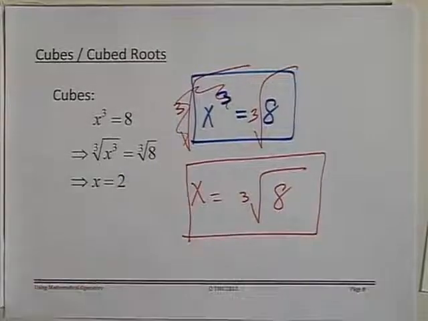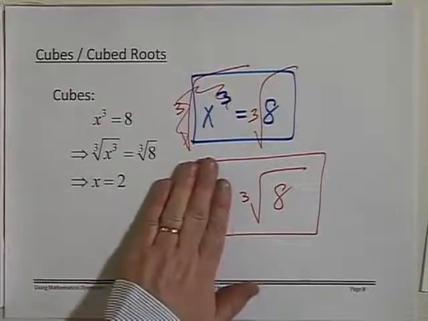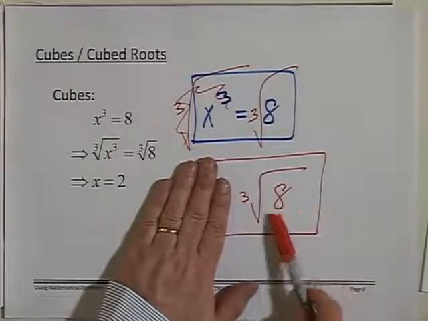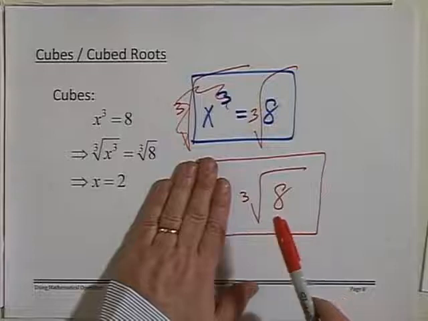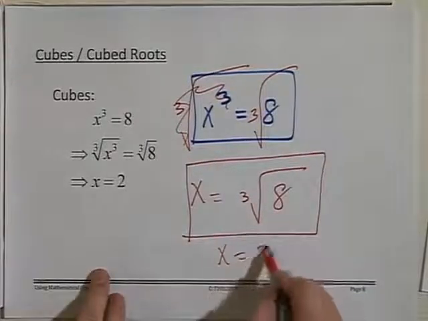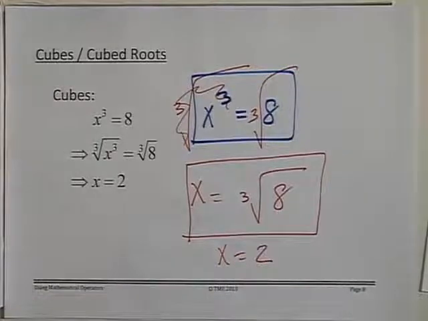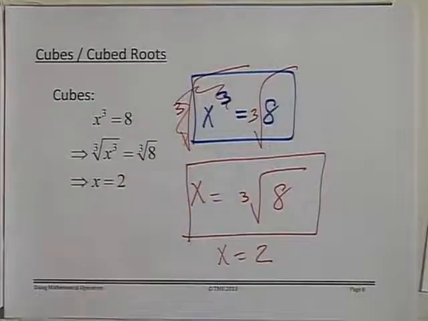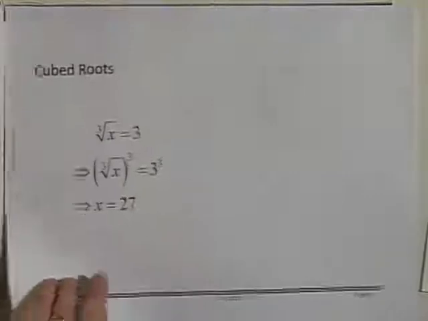Now that might look complicated, but remember, these are just numbers. There's no x here. So this is just calculator space. Put in the 8, press the third root, and you get x is 2. Since you don't have any x here, it's easy to do that. They're just numbers. Is that okay? So what we're seeing here is that there's a whole series of pairs that come together in this.